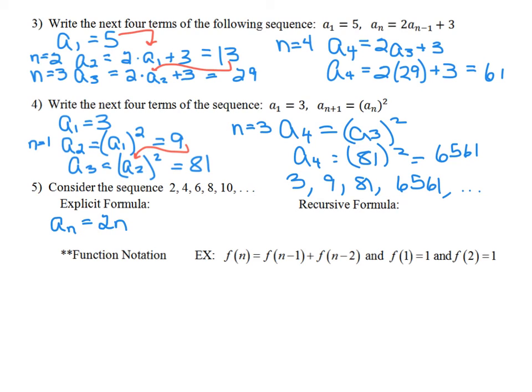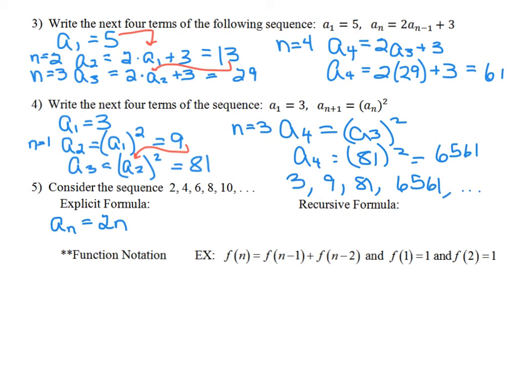So 2 times 1 gave us the first term of 2. 2 times 2 gave us the second term of 4. 2 times 3 gave us the third term of 6. 2 times 4 gave us the fourth term of 8. Now, that's an explicit formula. That's all that's required for our explicit formula. I can find any term in the sequence by using that formula.